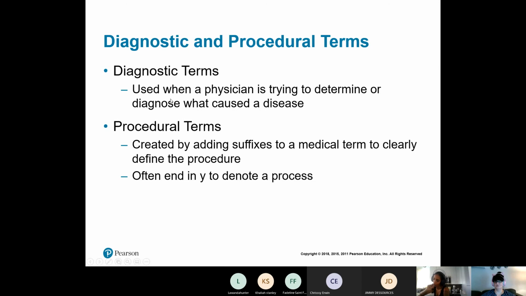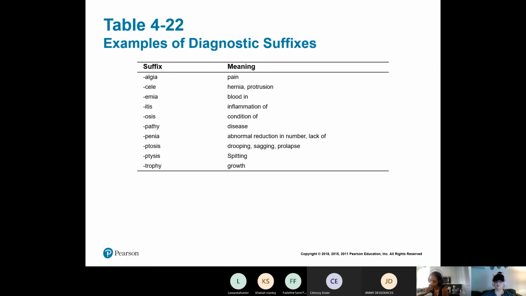Okay, and then this is just giving you a term, because it said right here, diagnostic terms. So diagnostic terms, common ones: algia, pain; itis, inflammation; penia, abnormal or low or lacking; trophy, growth.